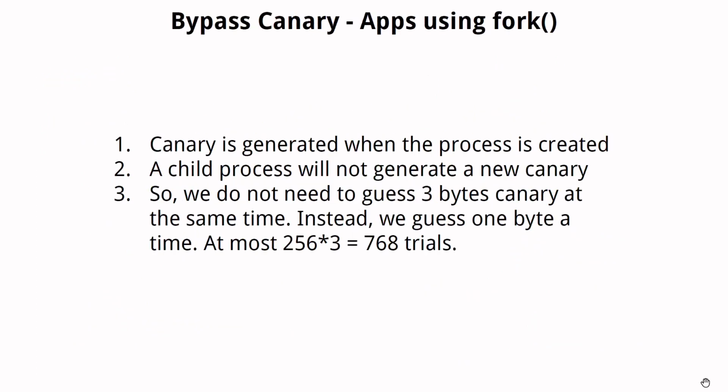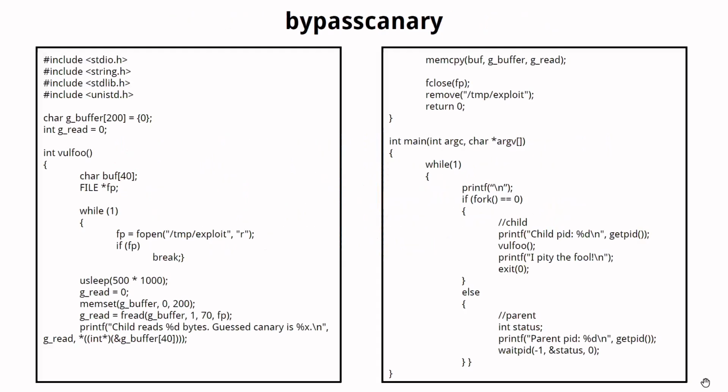And like I said, with the fork system call, the new process will not have a new canary value. It will have the same canary value as the old, the parent process. So next, we are going to look at this program. This program will create a new process, and this program has a vulnerability, and we are going to guess the canary value of this program and eventually get a shell.